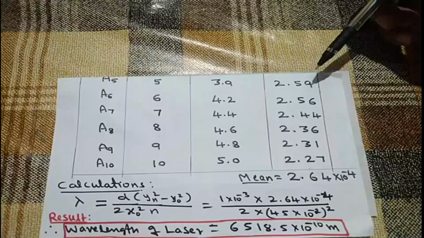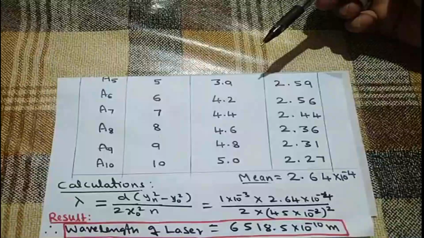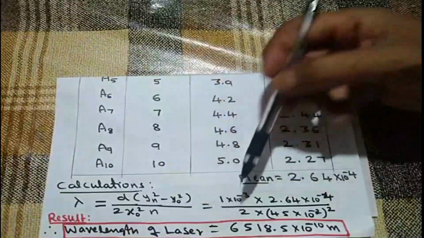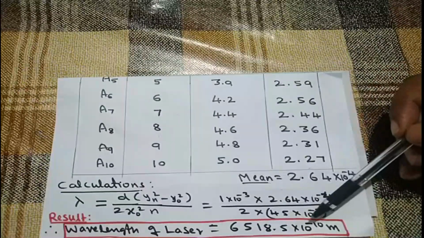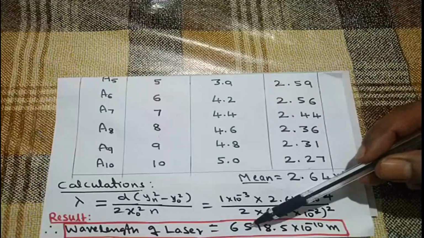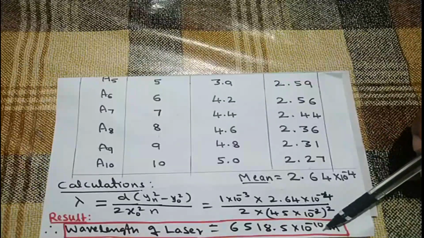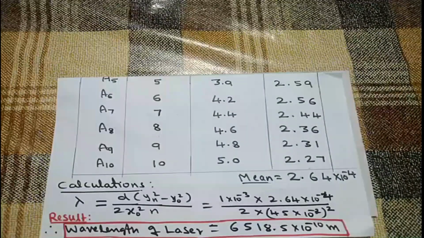The result is the wavelength of the laser light. We are using the diode laser here. The wavelength of the diode laser is found to be 6518.5 into 10 to the power of minus 10 meter, or you can say 6518.5 angstrom unit also. That is the result of the experiment. Okay, fine. Thank you.